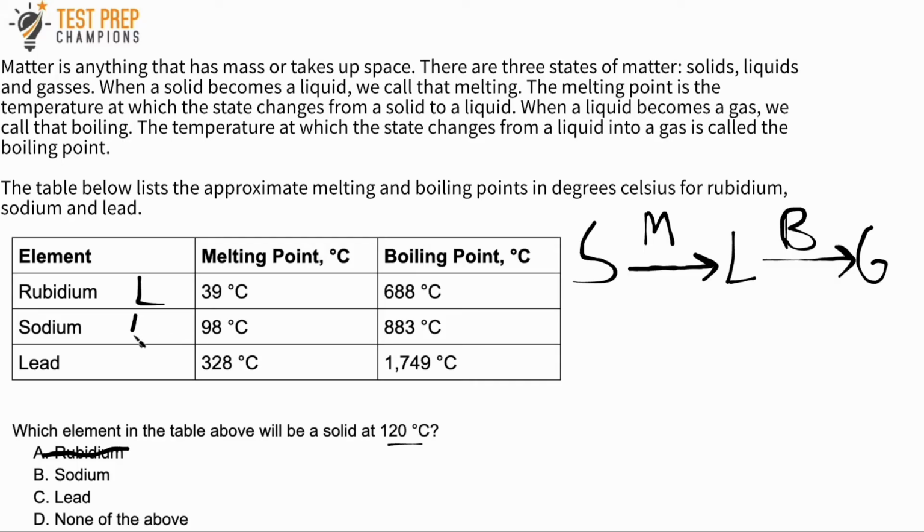So sodium is also going to be a liquid at 120 degrees. Now, what about lead? Well, we know that lead is not going to melt until 328 degrees Celsius. So if the temperature is 120 degrees, lead is going to be a solid still. So lead will be a solid until it gets to 328 degrees, in which case it will melt and become a liquid. So C, lead, is the correct answer.